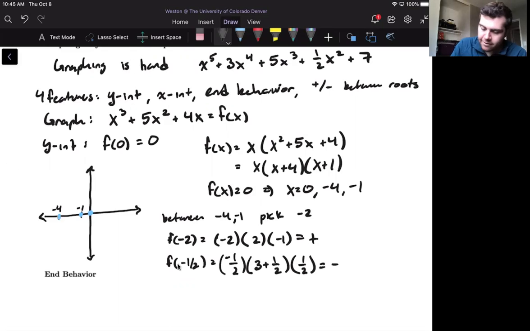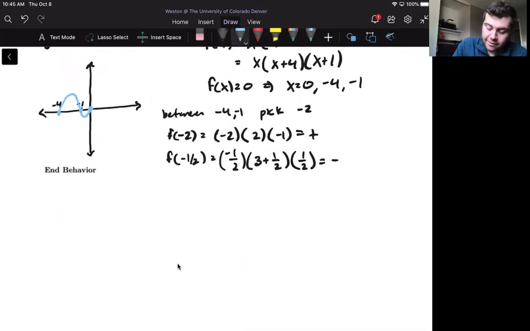So that's negative. And we know that when we're drawing a graph, it's going to go up to be positive, and then negative. And then the last part is our end behavior, which we can figure out in two ways. So either we can just plug in a number that's bigger than the roots or smaller than the roots.